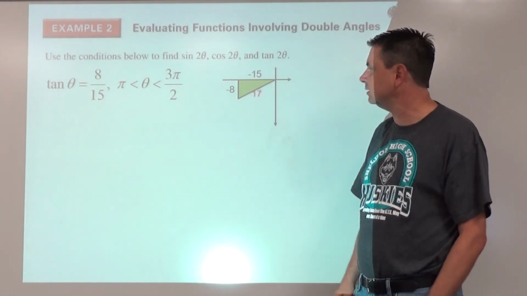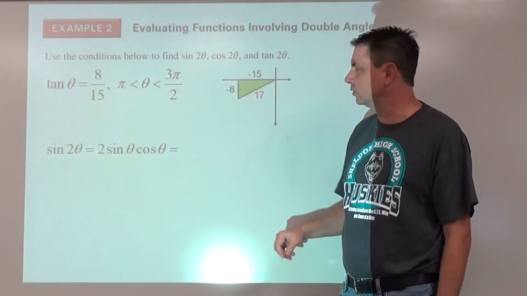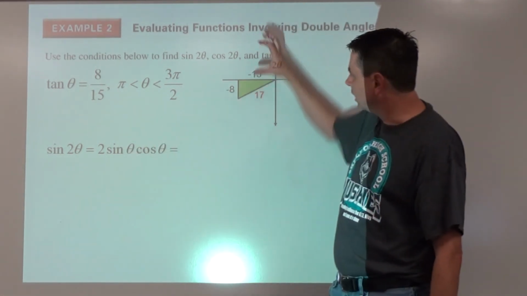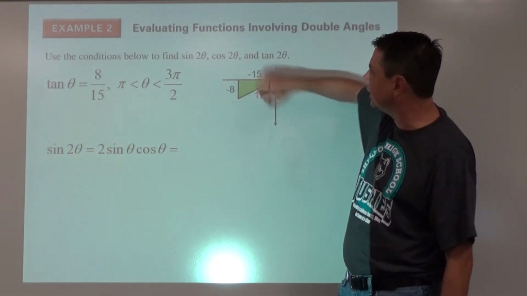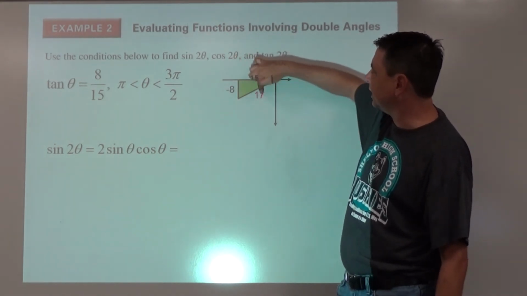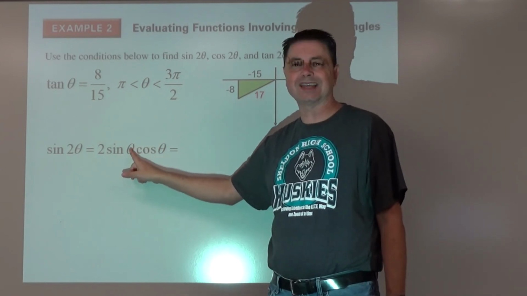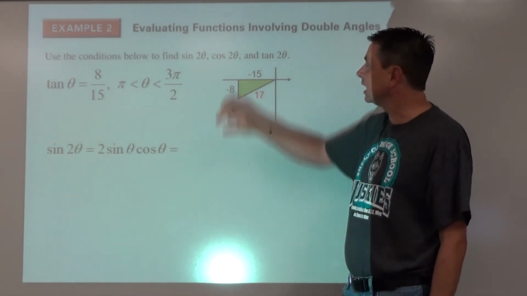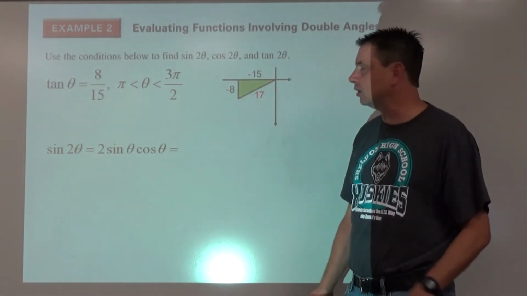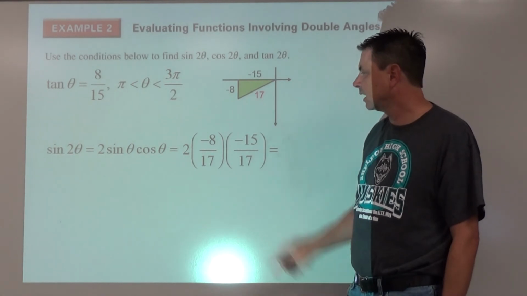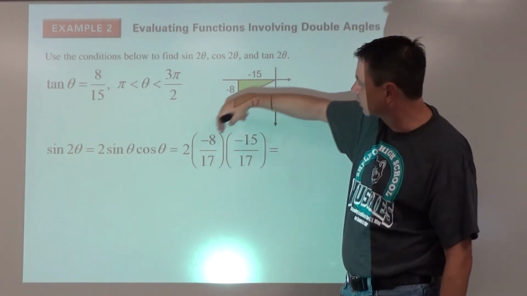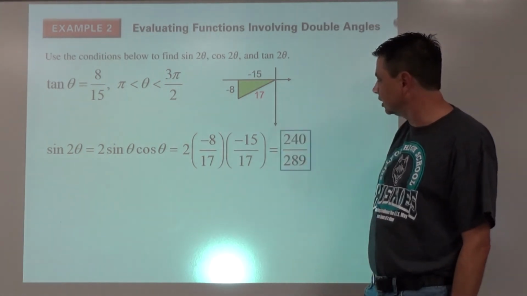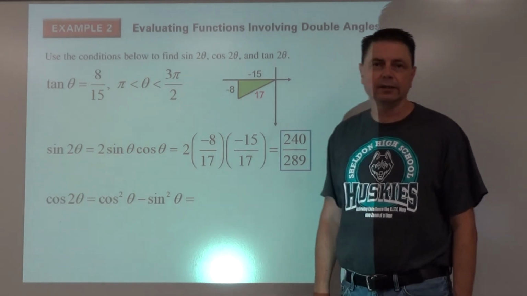And we get 17. So for sine of 2 theta, 2 times sine theta times cosine theta. Sine of theta, according to our picture, is -8 over 17. So don't replace theta with that. Replace sine of theta. 2 times -8 over 17 times the cosine, -15 over 17. Let's multiply that out. 2 times numerator times numerator over denominator times denominator. We get a final answer of 240 over 289.